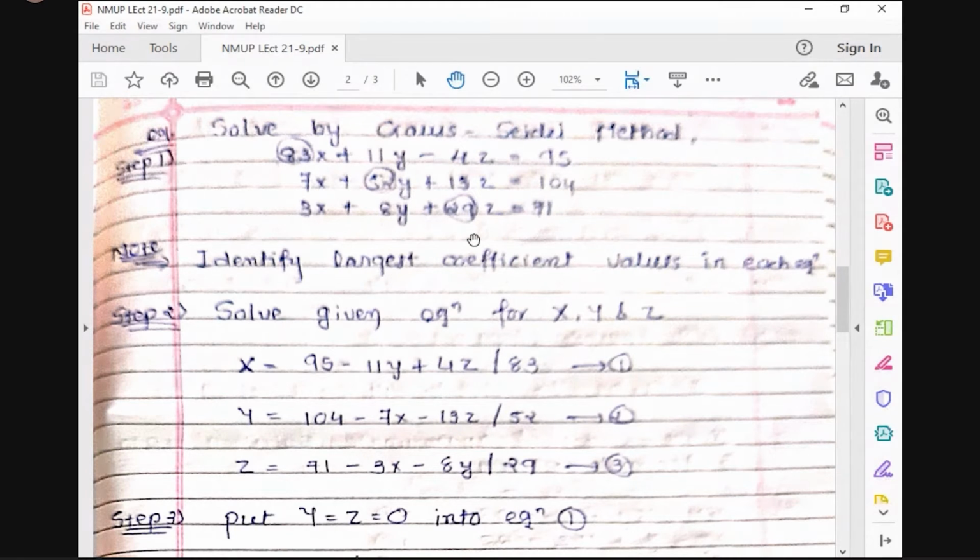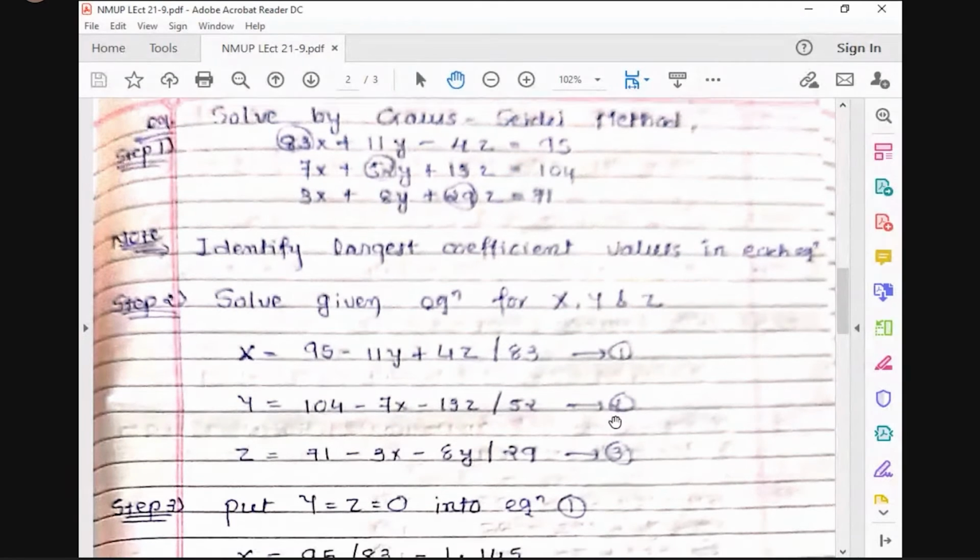Okay. Now after that, we have to make the equations for x, y and z. This is our second step. So in the first equation, we got the value of x: x is equal to 95 minus 11y plus 4z, divided by 83. Same way, we have written the y and z equations. Up to this, are you clear? In the first step, you have to find the largest coefficient values for x, y and z.